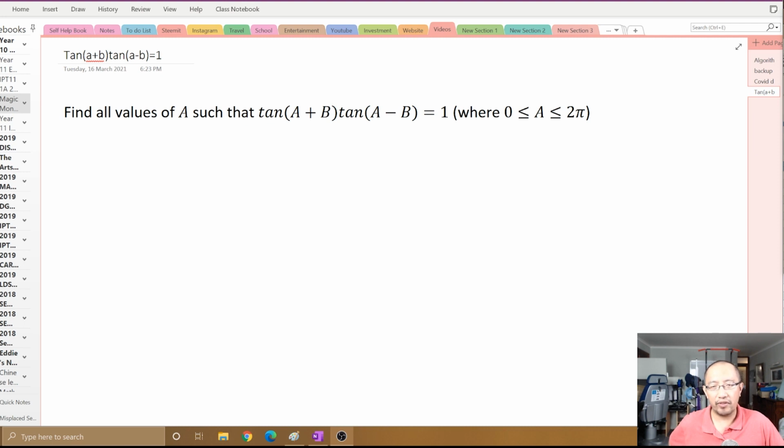But basically, we've got an equation here: tan bracket a plus b, tan bracket a minus b, multiplied together to give you 1. And the question interestingly says find all values of a. So they don't mention b at all, which means b can be whatever you want. Okay, b can be 3, b can be 7, as long as both b's are the same. Whatever a value you find as the answer has to fit this equation no matter what b is.